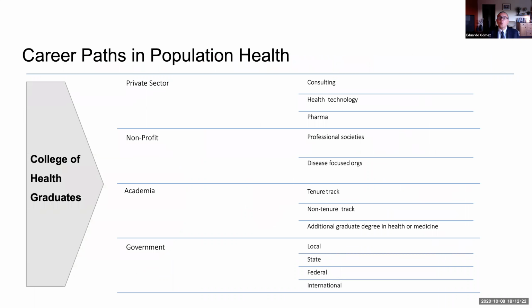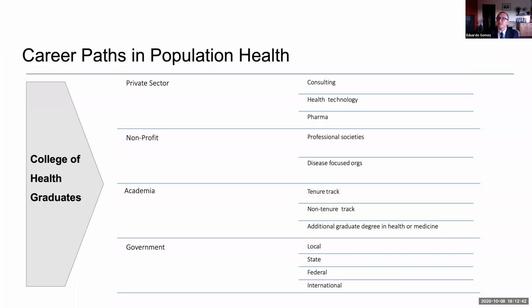Okay, now, what do you do with your degree once you have it? Of course, all of you must be wondering, I have this wonderful degree in population health, a Bachelor of Science from Lehigh. What can I do with it? Well, there's several career paths that you can take with our degree. And this is what I love about our degree, is there's many options that you can do.